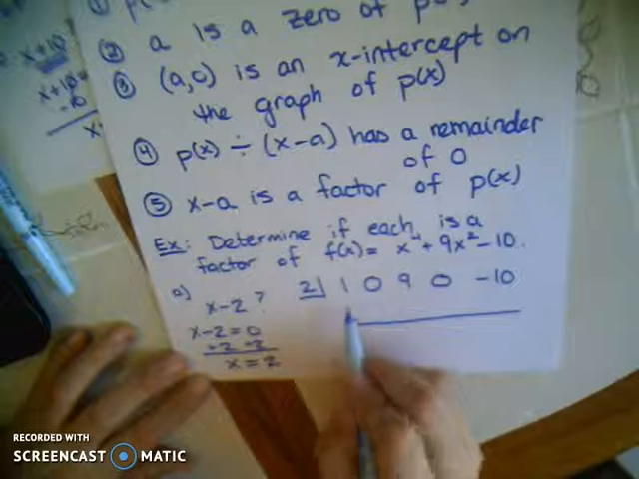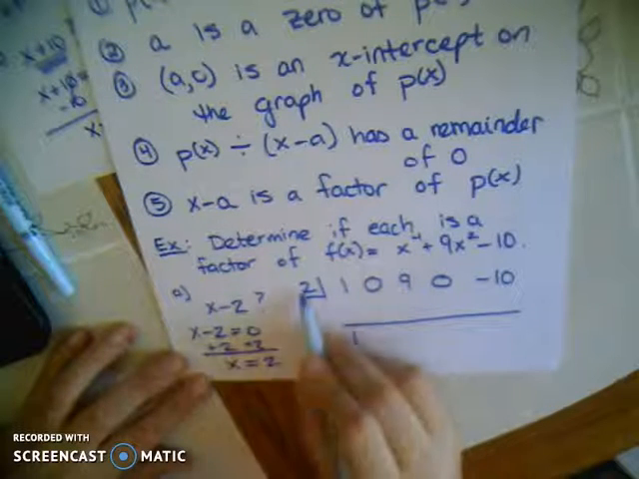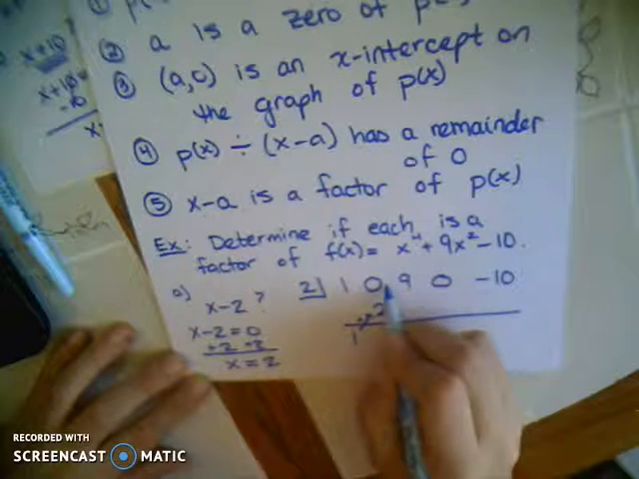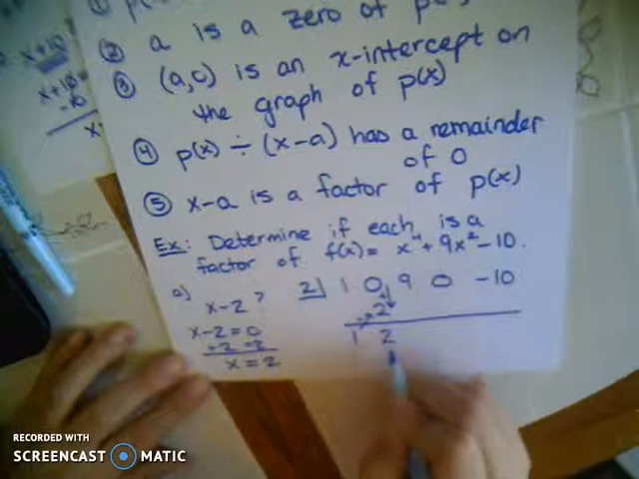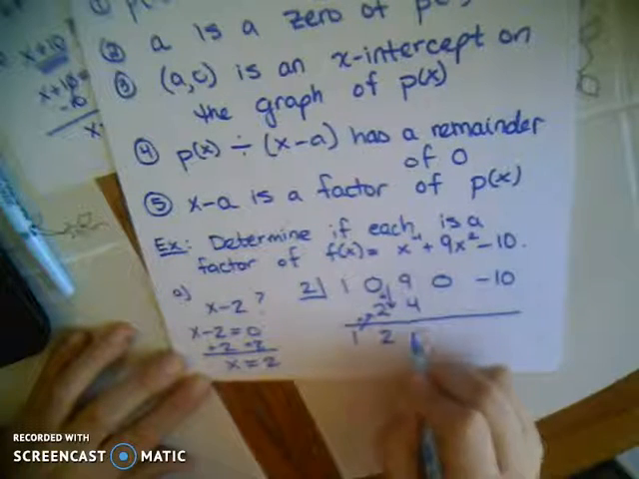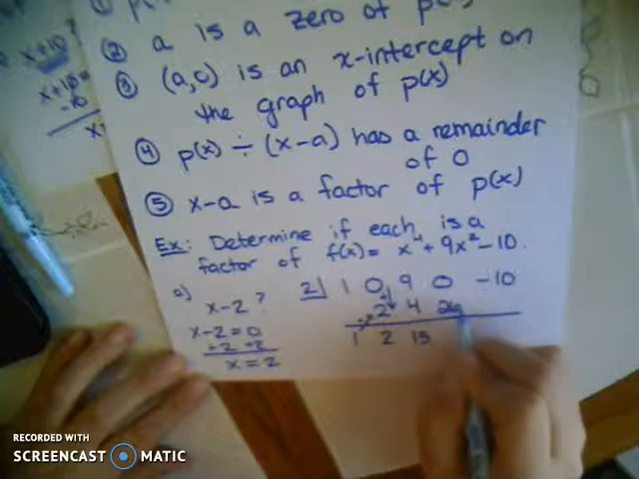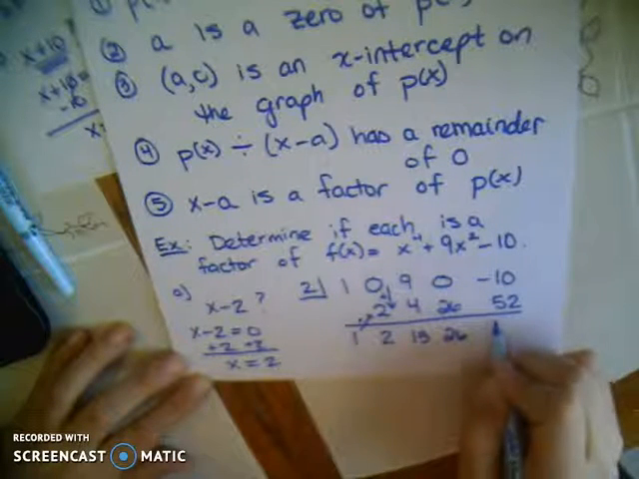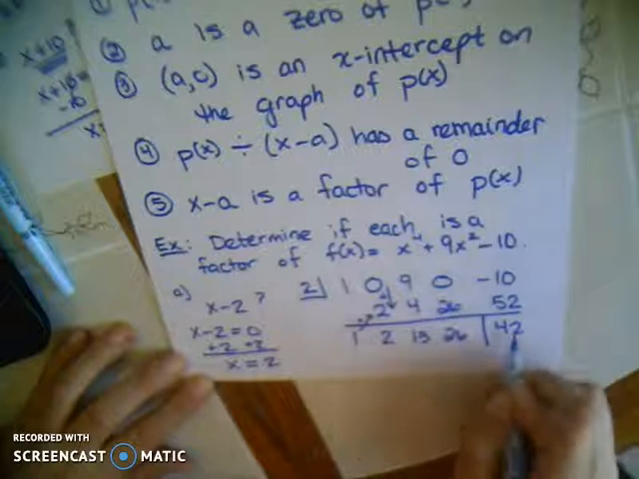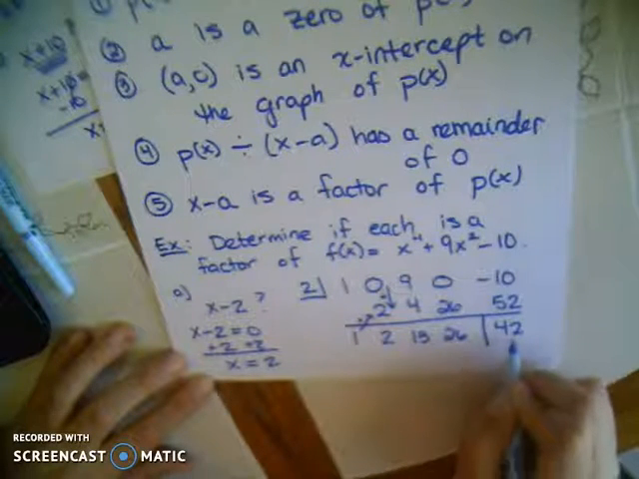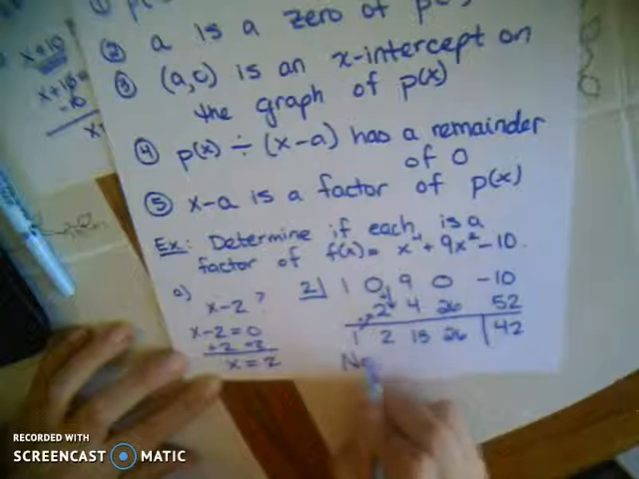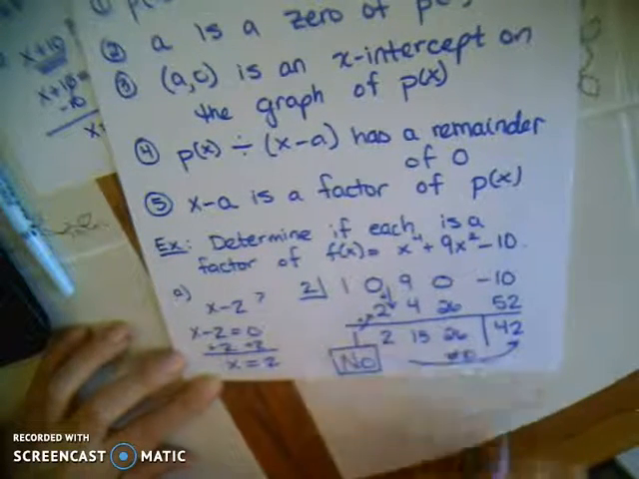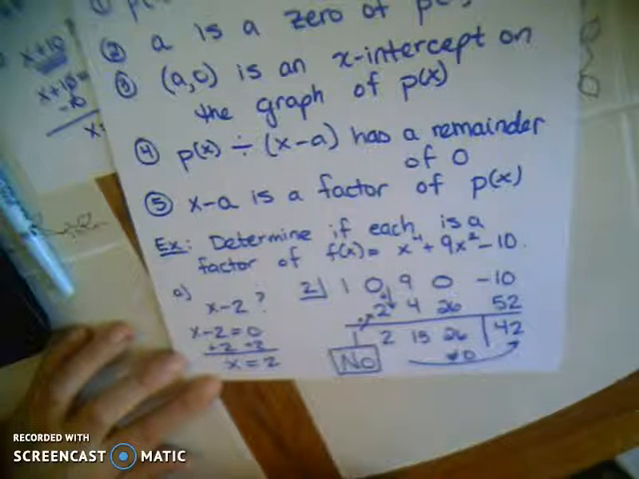And the rule for synthetic division, first one always comes straight down. After that, we're going to multiply, and then we're going to add. So multiply, add, multiply, add, multiply, add. And the last number is the remainder. That remainder is not 0, so x minus 2 is not a factor. Quick way to decide.